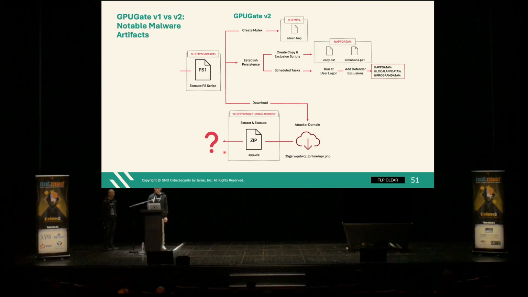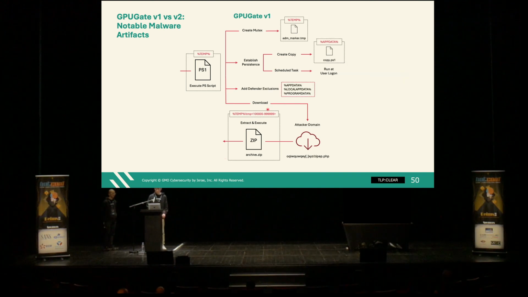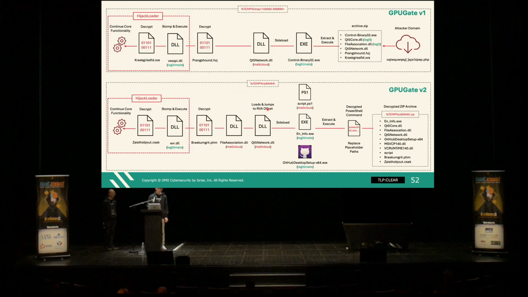But in version 2's case, it was self-contained. Obviously, they had this zip archive that contained HijackLoader, but it still had this PowerShell script that retrieved a zip archive. I wasn't able to obtain it, but I'm guessing maybe it was an updated version of HijackLoader or something like that, because it's so similar to version 1.